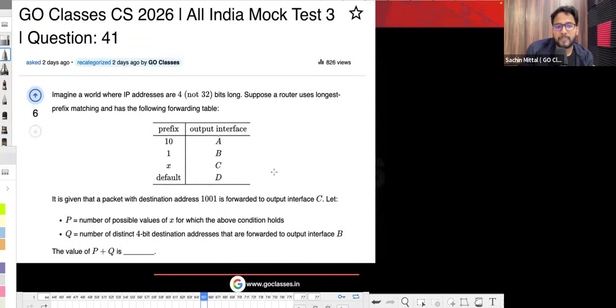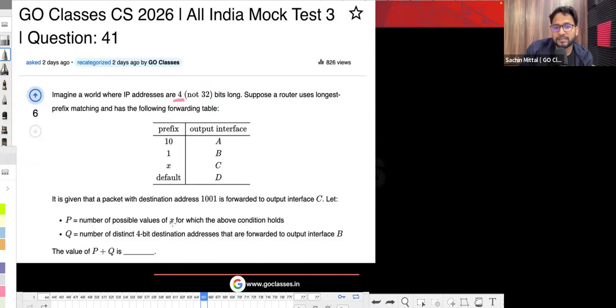Now let's see this question. In this question, you are given that the IP address is just 4 bits long, not 32 bits. Suppose a router that uses longest prefix matching has the following forwarding table, and IP addresses are just 4 bits long.